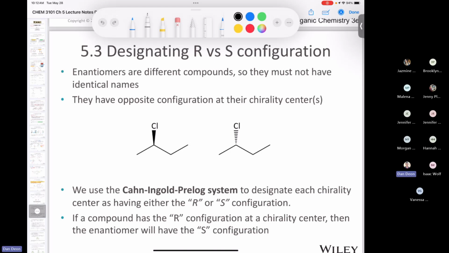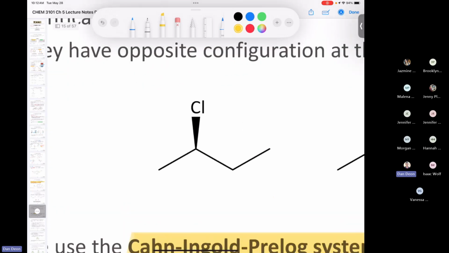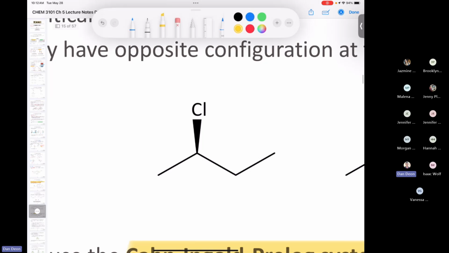And to do that, we use what's called the Cahn-Ingold-Prelog system. This is one of the most important things that you're going to learn in this chapter. So the way that we do it is like this. We look at our chiral center. Here's a chiral center right here. I'm going to draw the hydrogen in.